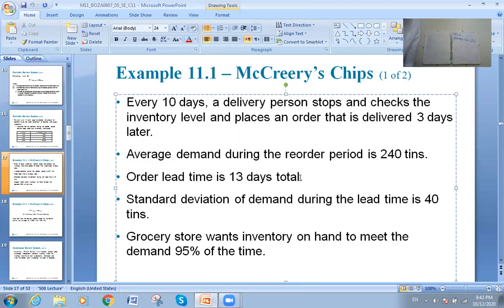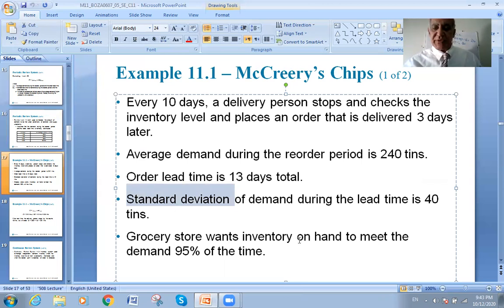Standard deviation is another thing which we want now. The standard deviation, the sign of which is sigma, equals how much? It equals 40 tons. So the sigma is for the standard deviation, and it equals 40.